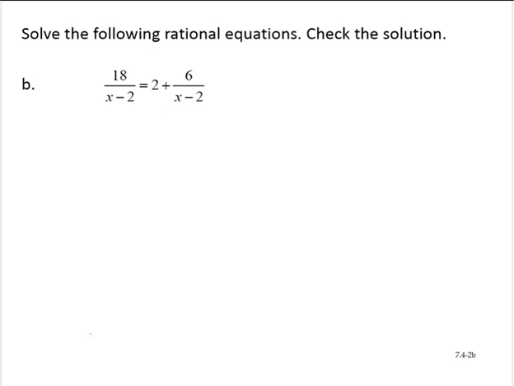Alright, exercise B, we have 18 over x minus 2 is equal to 2 plus 6 over x minus 2. So notice we have x minus 2 in the denominator. So let's note that x cannot equal 2, because that would give us 0 in the denominator for the equation. Let's also note that the LCD for this equation is x minus 2. So I will multiply both sides of the equation by x minus 2 over 1.